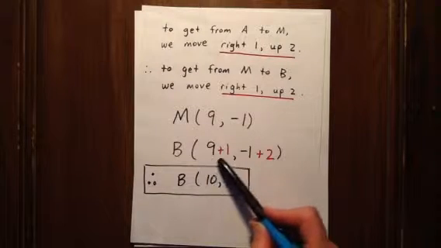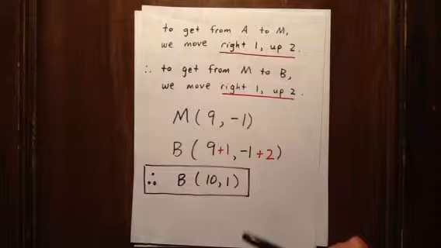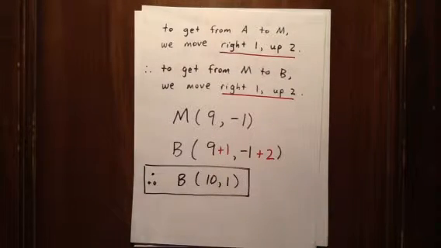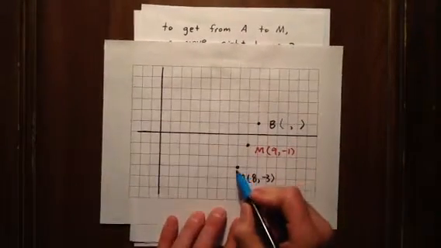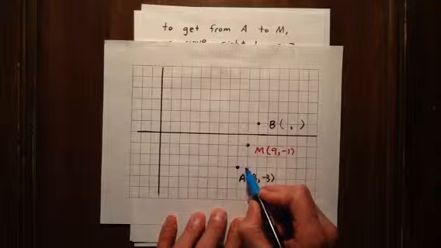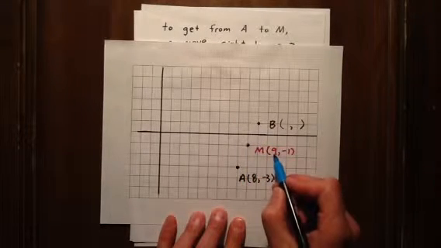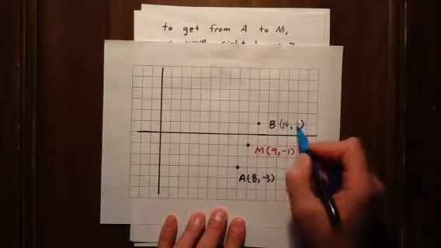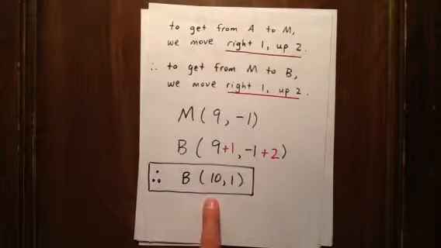Right 1 means add 1 to the x-coordinate. Up 2 means add 2 to the y-coordinate. And so 9 plus 1 is 10. Negative 1 plus 2 is 1. And so the coordinates of that point, we go right 1 up 2. Add 1 to the x-coordinate, add 2 to the y-coordinate. The coordinates of the point are 10, 1. And that's what we have. Okay?